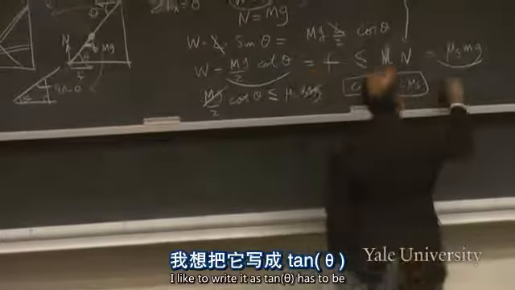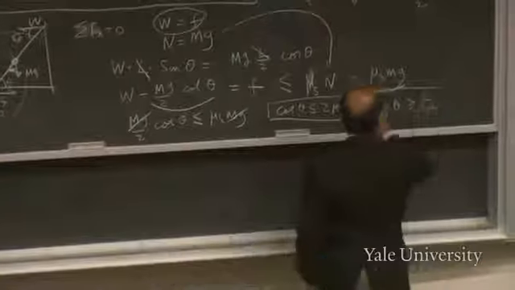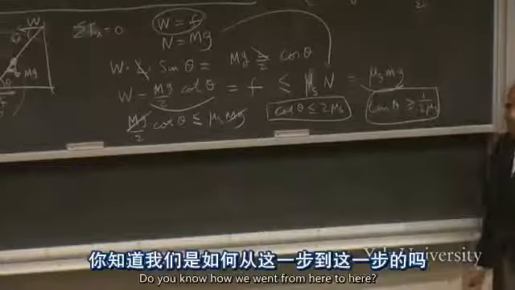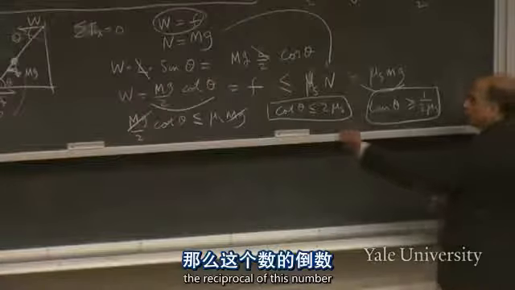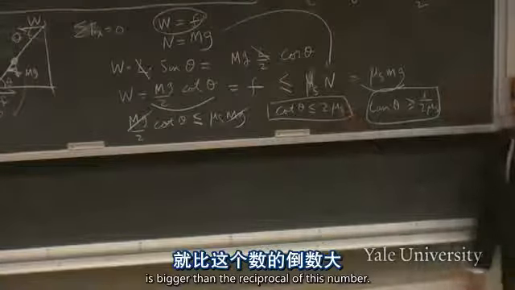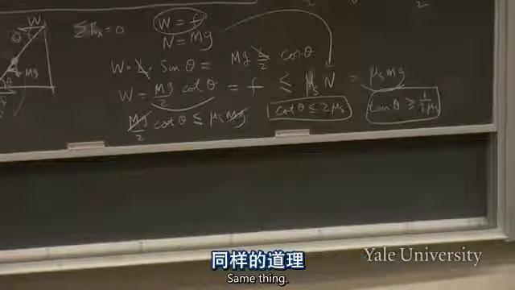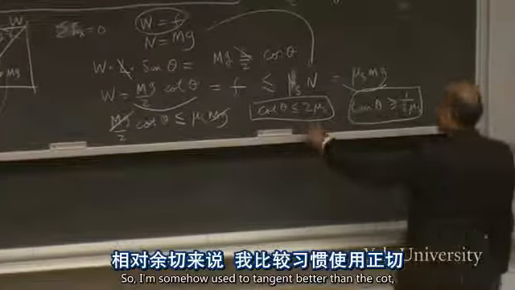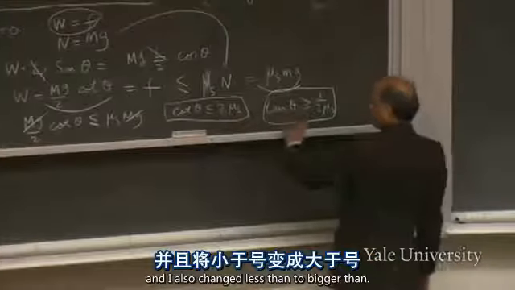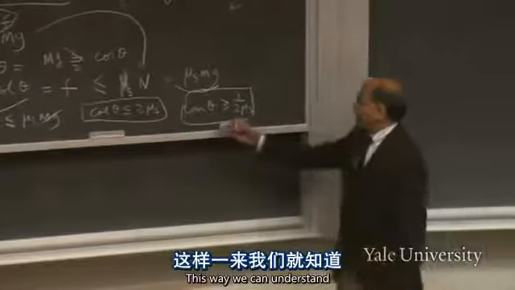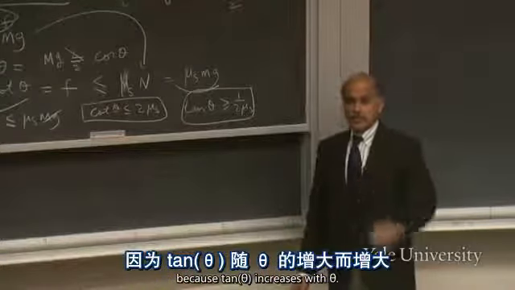I like to write it as tan theta has to be bigger than or equal to 1 over 2 times mu s. Do you know how I went from here to here? If this number is smaller than this number, the reciprocal of this number is bigger than the reciprocal of this number. 3 is smaller than 10, 1/3 is bigger than 1/10. Same thing. So I'm somehow used to tangent better than with cotangent, so I flip this over and I flip that over, and I also change less than to bigger than. This way we can understand tan theta has to be bigger than some number. That means theta has to be bigger than some number, because tan theta increases with theta.